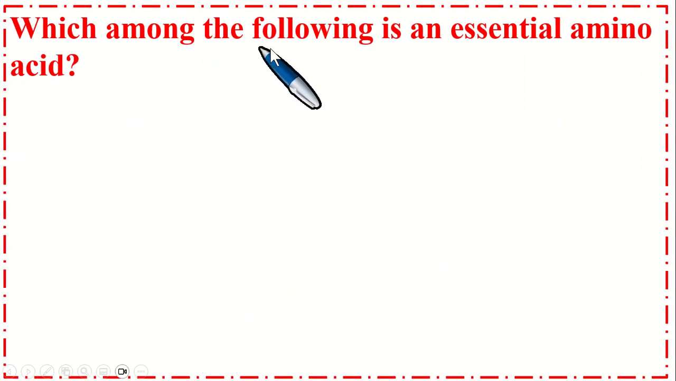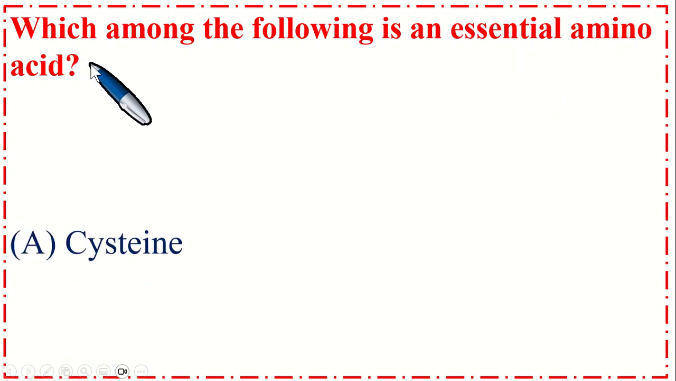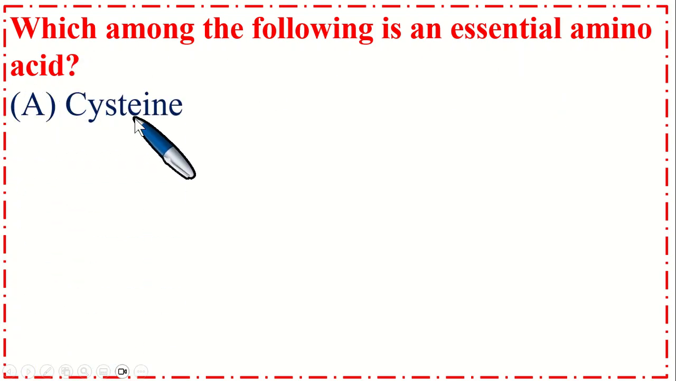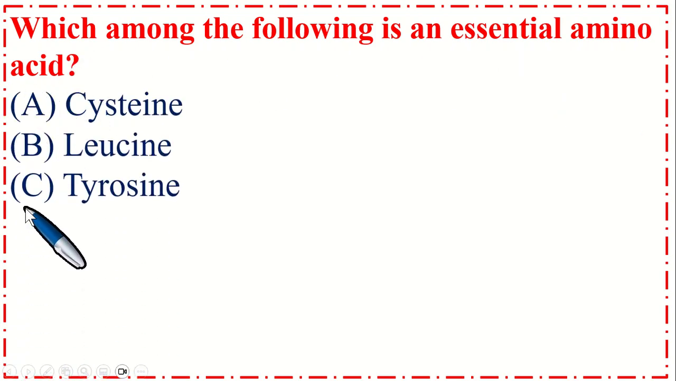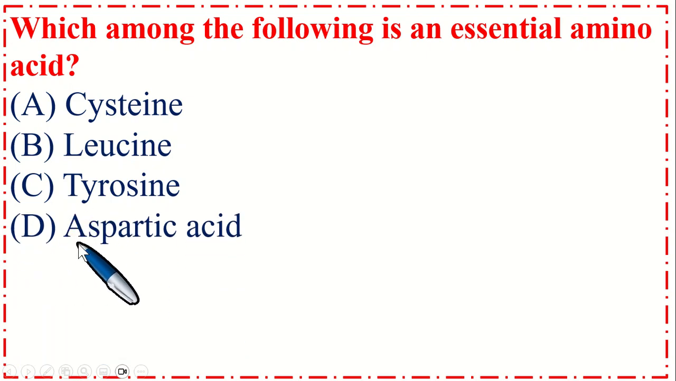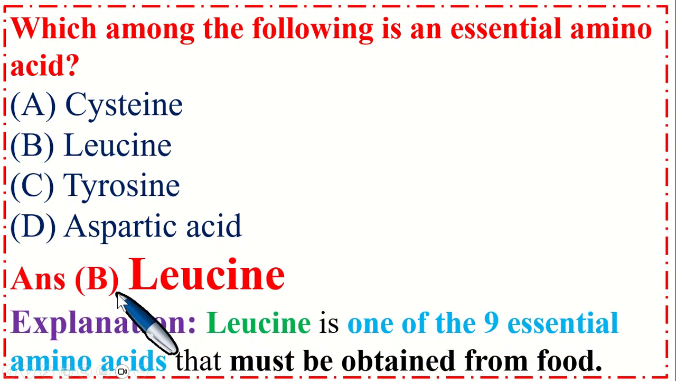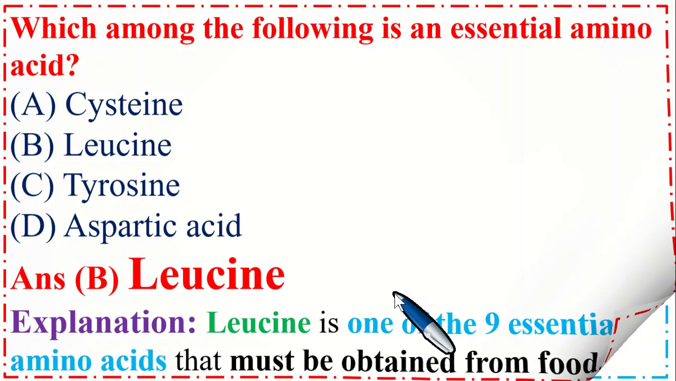Which among the following is an essential amino acid? Option A cysteine, B leucine, C tyrosine, and option D aspartic acid. So the correct option is B, leucine. Leucine is one of the 9 essential amino acids that must be obtained from food.